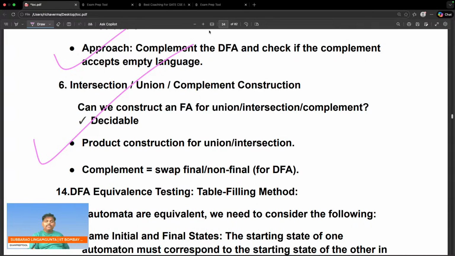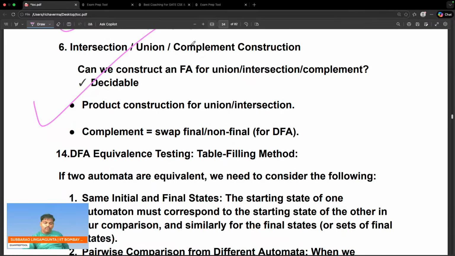That is the reason it is also a decidable problem, right? Intersection of two finite automata is also a finite automaton. Is it a decision problem? Yes. Product automaton is possible. Union is also possible. Complementation, interchanging final and non-final states, is also possible.